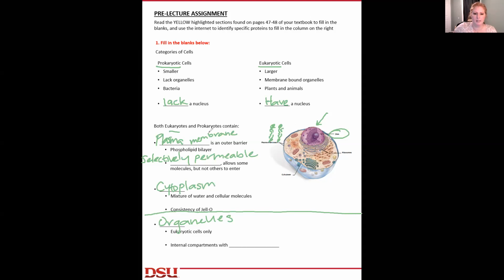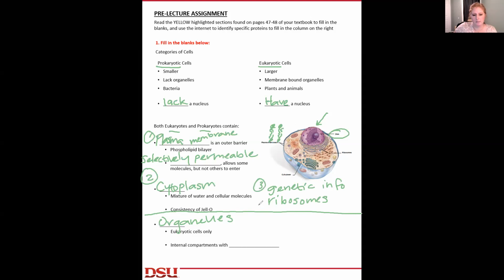Eukaryotic cells and prokaryotic cells both have plasma membranes that are selectively permeable, and they both have cytoplasm. But they also have genetic information, at least one chromosome, and they have ribosomes. So these are the 4 things that they have in common.